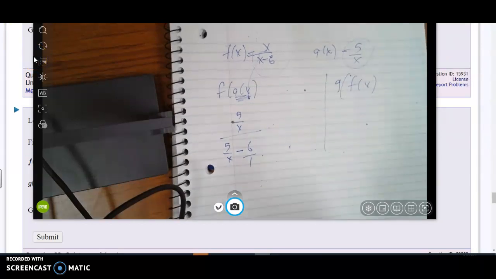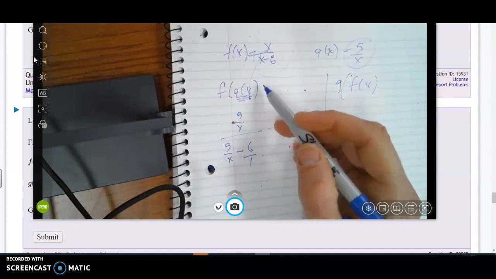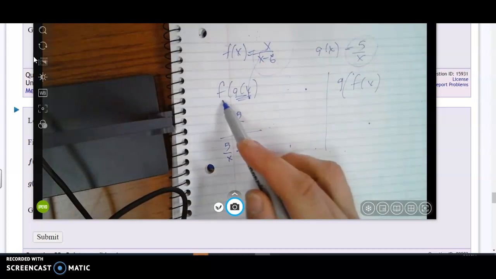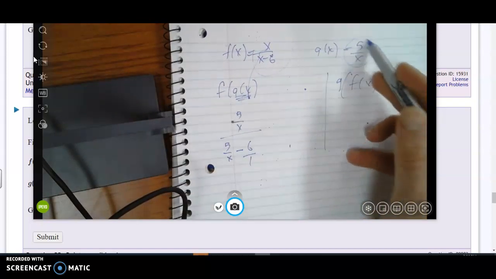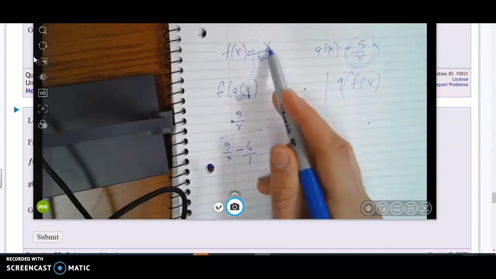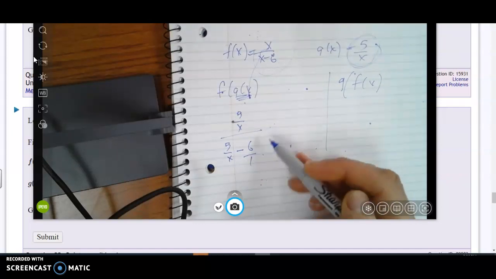Okay, the last problem here we're going to do is a composition of functions with variables in them. I thought you'd benefit from that. So this one says f of g of x, right? So g of x is 5 over x. And we put that into f. So that means in place of x, we're putting 5 over x. That's why I put 5 over x here in place of x.